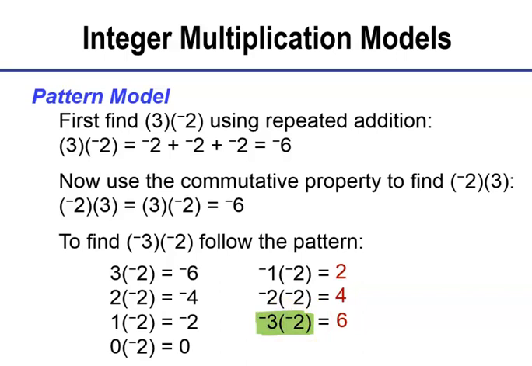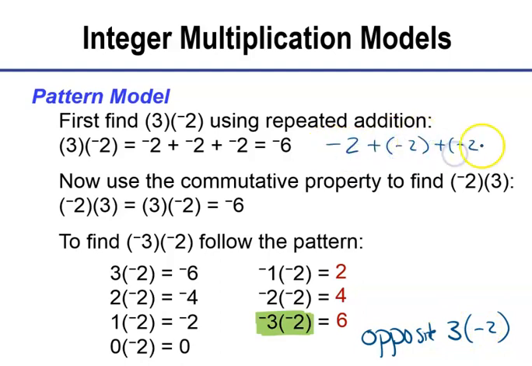Now my favorite way is to consider this is the opposite of positive 3 times negative 2. And then a positive 3 times negative 2, remember we just have 3 groups of negative 2, which would be negative 2 plus negative 2 plus negative 2, which is actually written right here, and we know by addition of integers that that answer is negative 6.